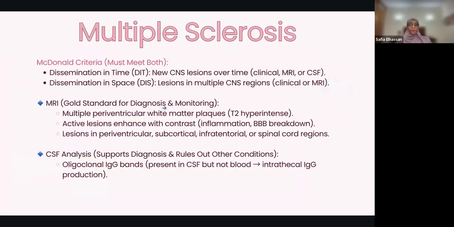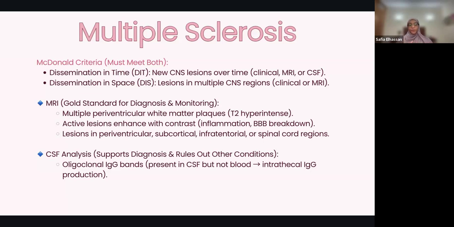So to diagnose multiple sclerosis, it has to meet the McDonald criteria. The McDonald criteria are: it has to have dissemination in time, so the plaques, there have to be new CNS lesions over time, and dissemination in space, so in different locations. The gold standard for diagnosing multiple sclerosis is MRI.